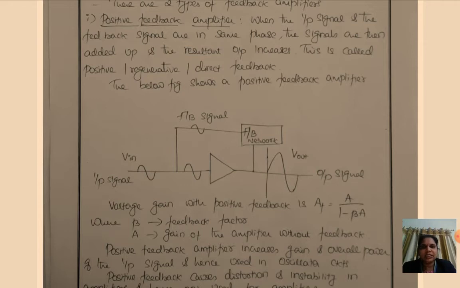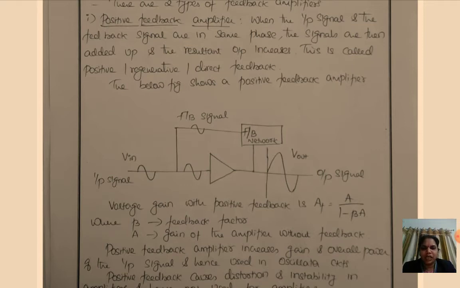Now this added signal is fed as an input to the amplifier. So this amplifier produces an amplified output which is represented as V out. You can observe there is an input AC signal we have given, and the feedback signal is also an AC signal, and both are in the same phase. It is added. This added signal is fed to the amplifier, and in the output you can observe an amplified output signal available at the output terminal of the amplifier.